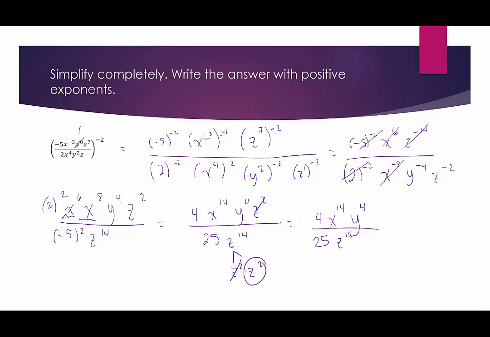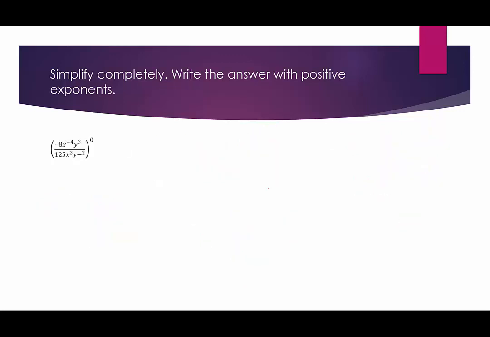Okay, we've totally simplified. We have one of each type of base, right? We have x, y, z, and then our numbers, and everything's positive. So this would be our simplified version of what we were given.